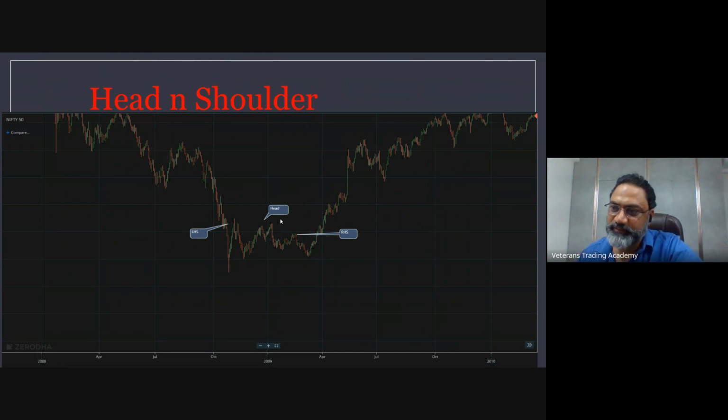Suppose there's a bullish flag pattern and there's a breakout, and the breakout fails. Then it's a reversal of the bullish flag pattern. It means chances are that whoever is long is trapped, and chances are that it can go down further.